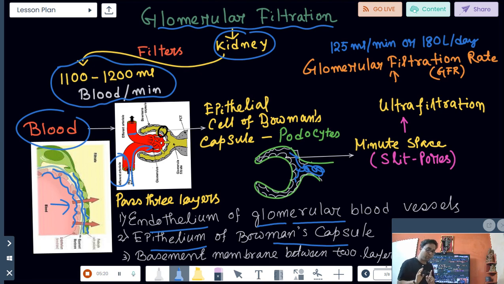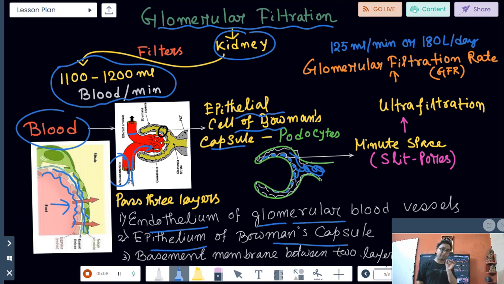But you know, the epithelial cells of the Bowman capsule are specialized cells. They have a specific name also. This is called the podocytes. In this picture, this is the podocytes. These podocyte cells in the Bowman capsule are arranged in such a manner that some pores are there at that particular site, and these fine pores have a very important role in passing the filtrate from the glomerular blood vessels to the Bowman capsule.